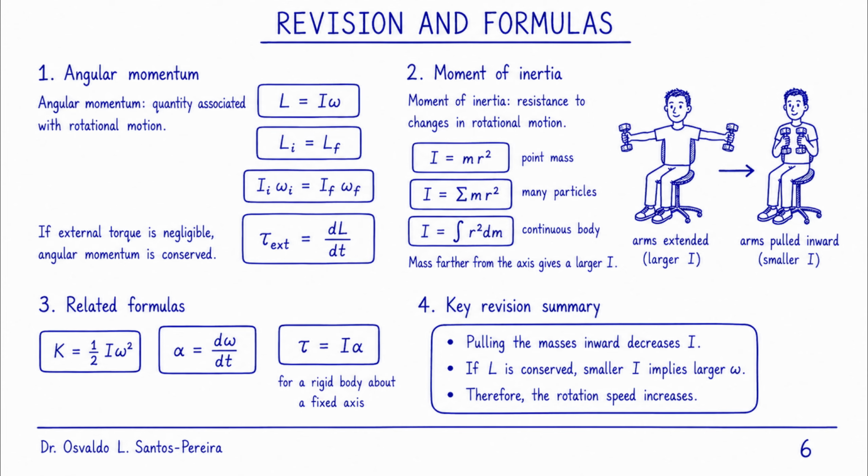The final conclusion is straightforward. Pulling the masses inward reduces the moment of inertia. Since angular momentum remains conserved, the angular velocity increases. Therefore, the person and the chair rotate faster.